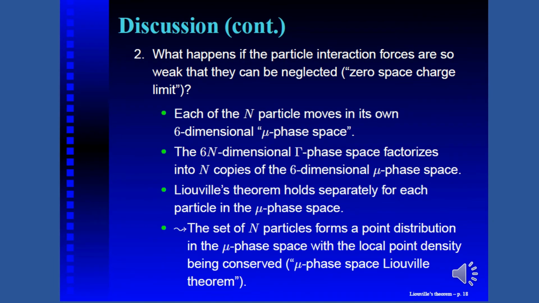Now the question arises: what happens if the particle interaction forces are so weak that they can be neglected, or you can say the zero space charge limit? Number one, each of the N particles moves in its own six-dimensional mu phase space. Number two, the six-dimensional Gamma phase space factorizes into N copies of the six-dimensional mu phase space. Number three, Liouville's theorem holds separately for each particle in the mu phase space. Number four, the set of capital N particles forms a point distribution in the mu phase space with the local point density being conserved, such that the mu phase space Liouville theorem holds.